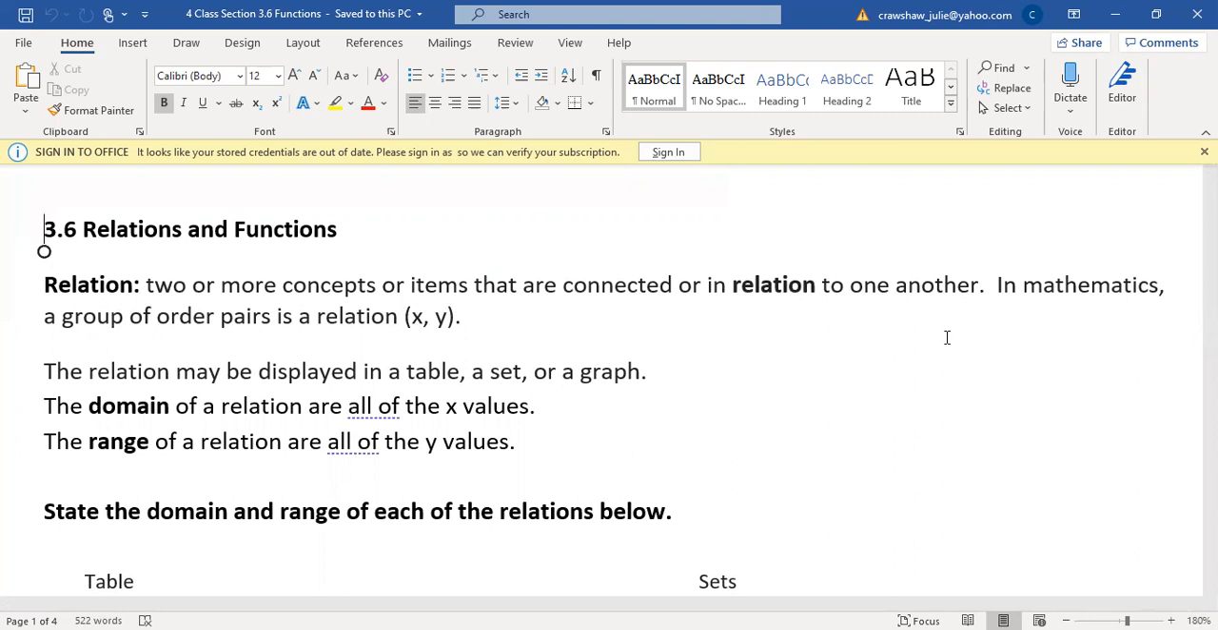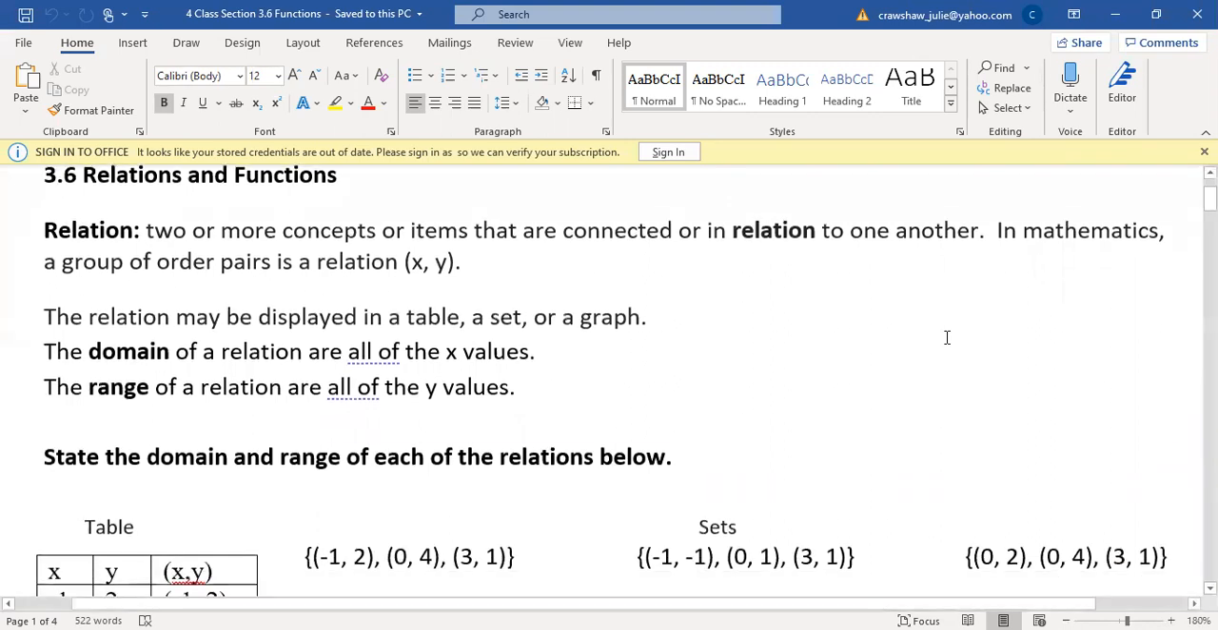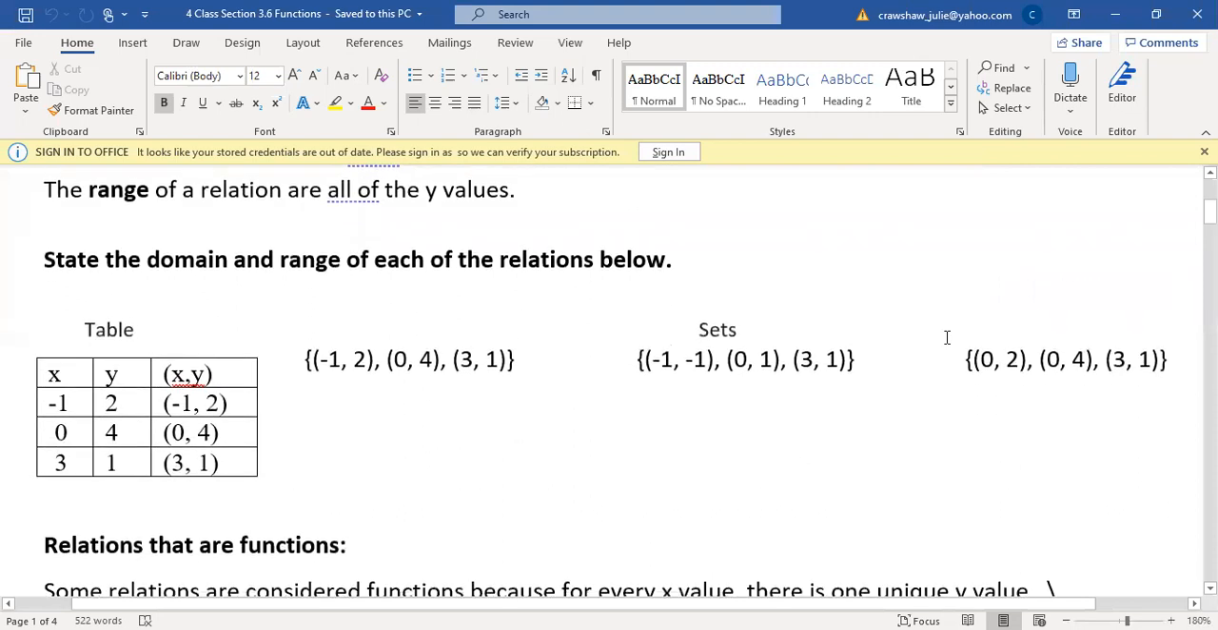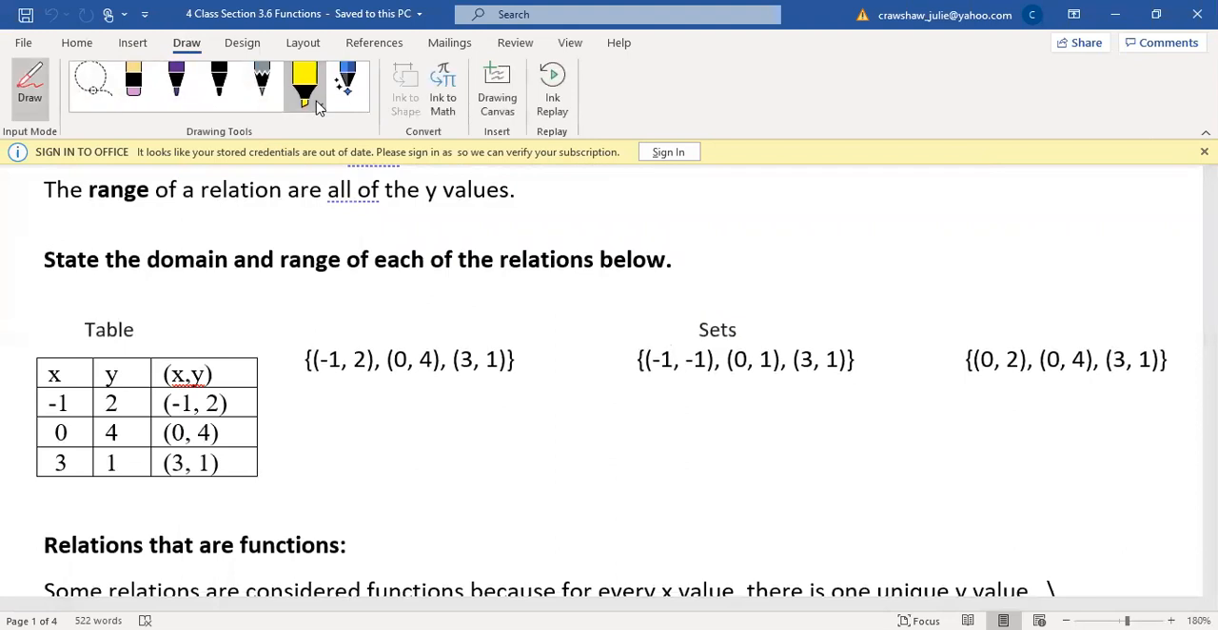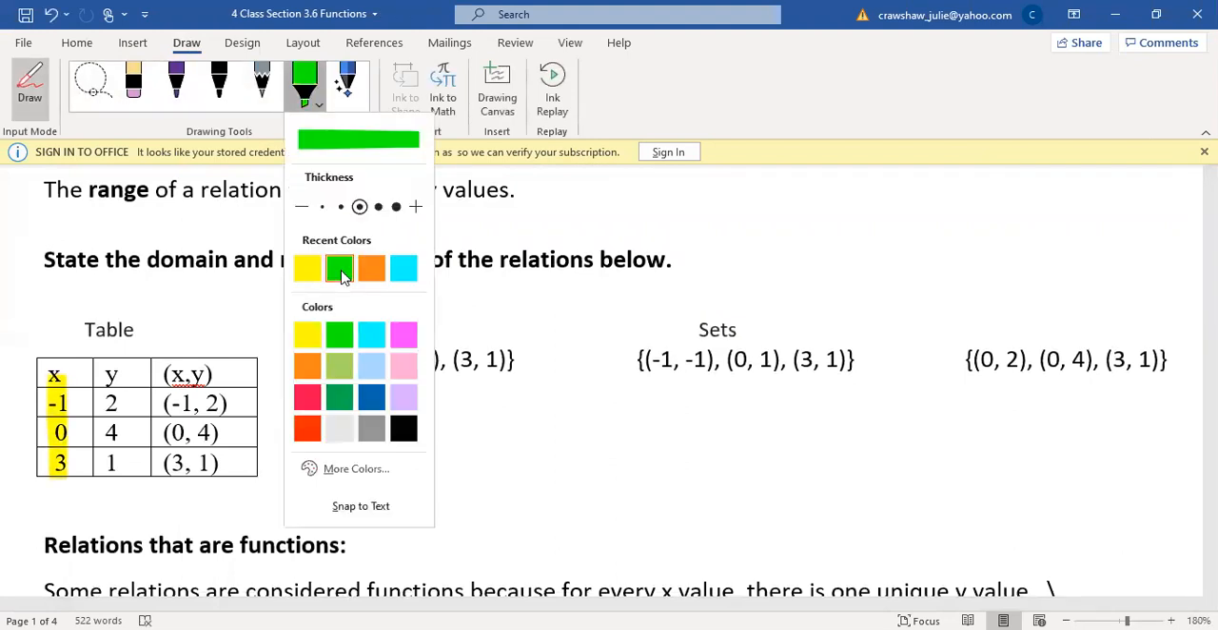So right now we're going to look at the relations in a table, a set, and a graph. The domain of the relation are all of the x values. The range of the relation are all of the y values. So here are some examples of relations. We've got a table, and in this table I have x values and I have y values.